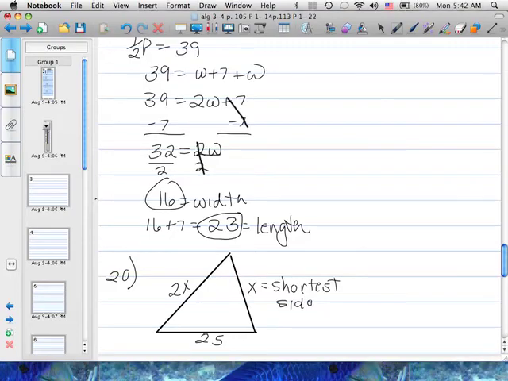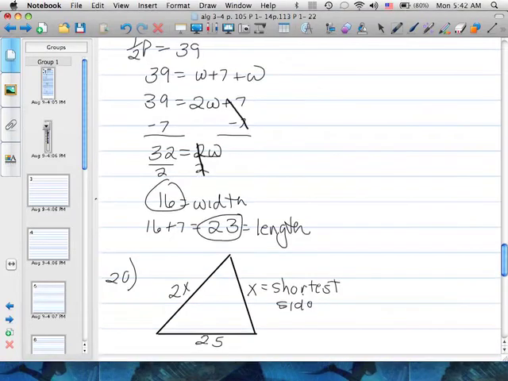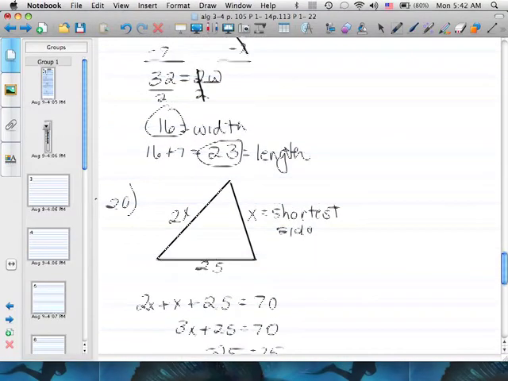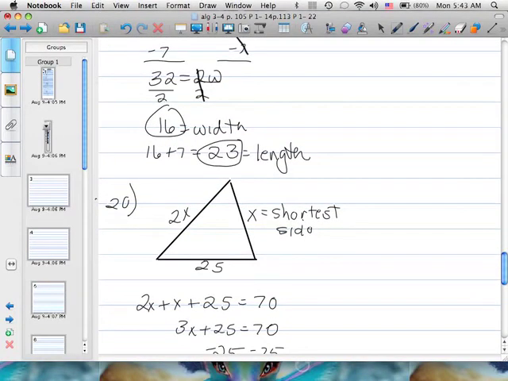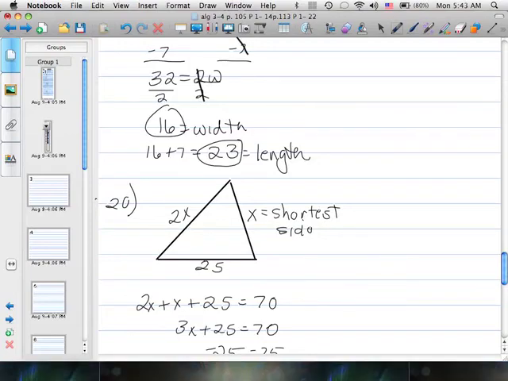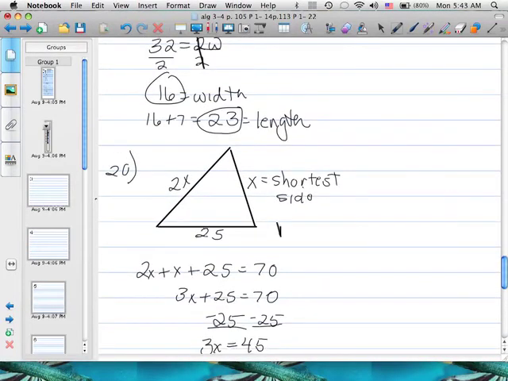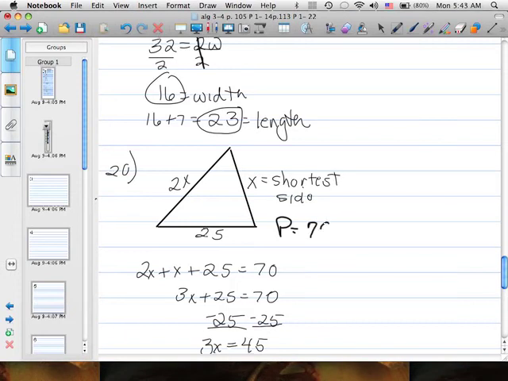So simplifying that, I get 39 equals 2w plus 7. Undo addition first, so I subtract 7 from both sides. And I get 32 equals 2w. Solving for w, divide by 2, and I get 16 as the width. And the length is 7 more, so 16 plus 7 is 23. And if I add those together, I can see I got the 39.